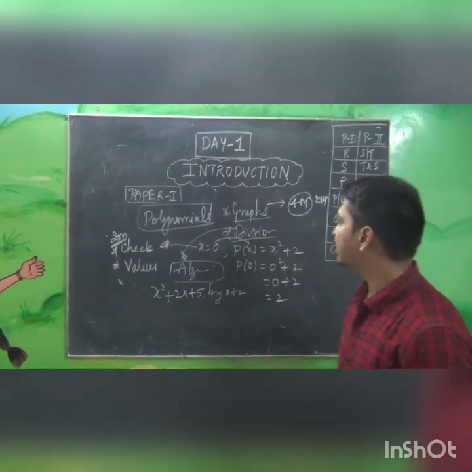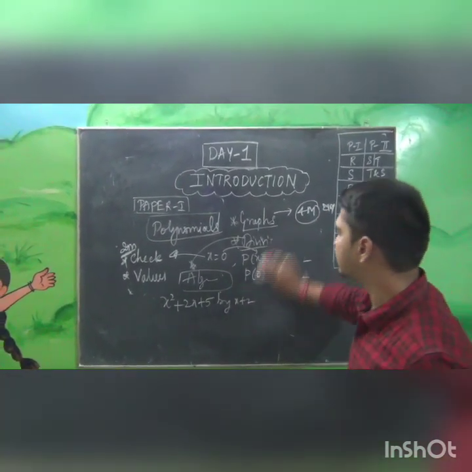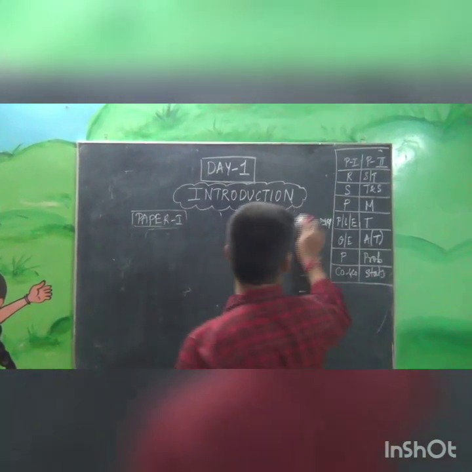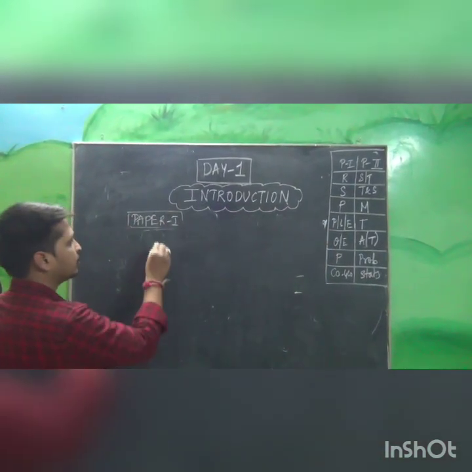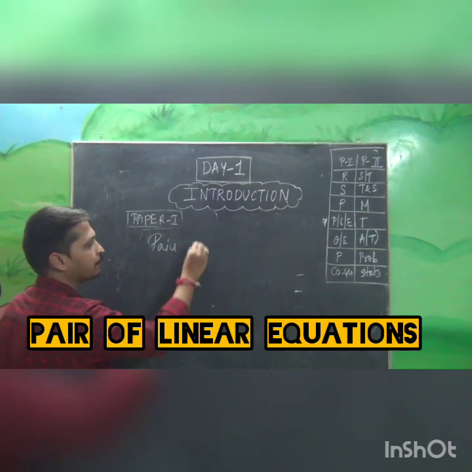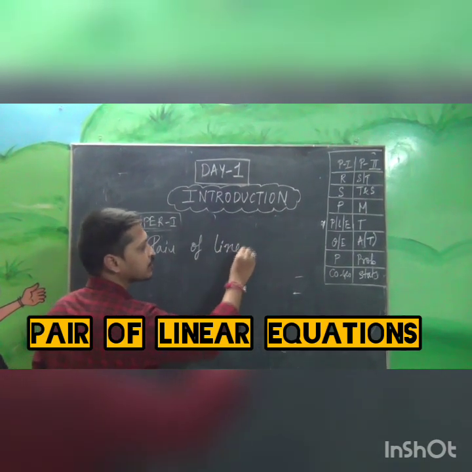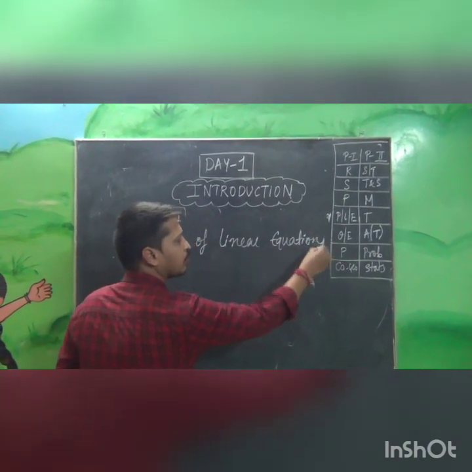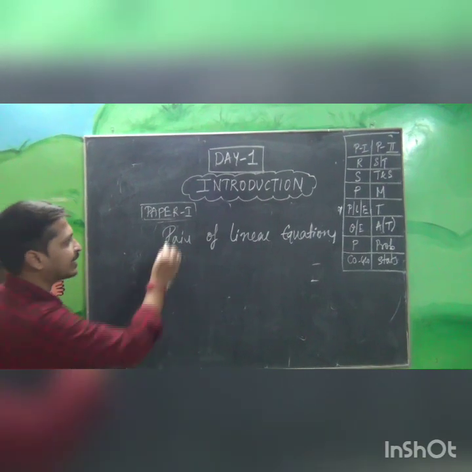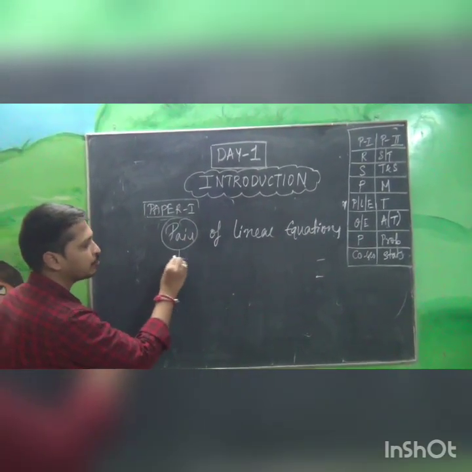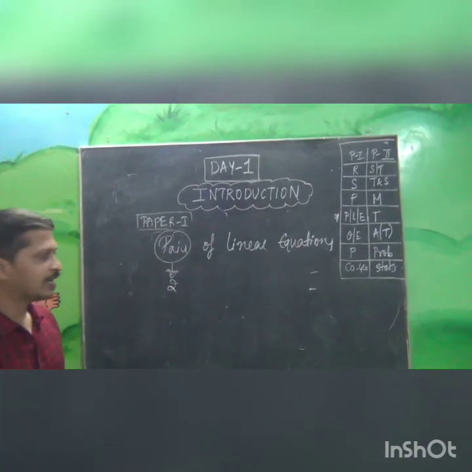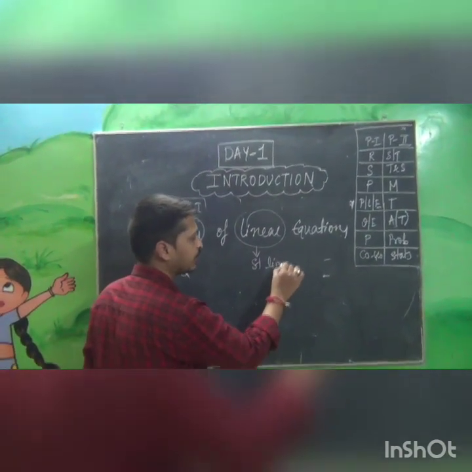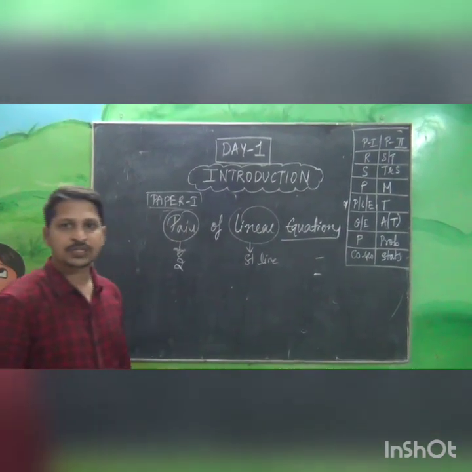Okay. Now coming to another chapter, pair of linear equations. Now let's go through this chapter. Pair of linear equations. Clearly, the pair is nothing but 2. Linear is nothing but a straight line. Equations: two straight line equations.